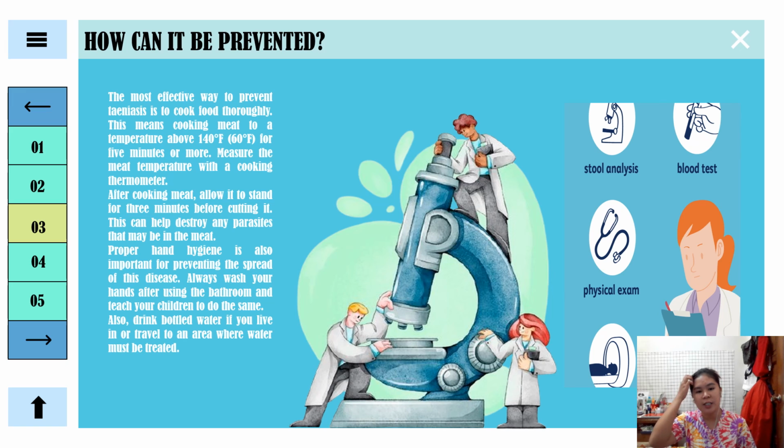Proper hand hygiene is also important for preventing the spread of this disease. Always wash your hands after using the bathroom and teach other people to do the same. Also drink bottled water if you live in or travel to an area where water must be treated.